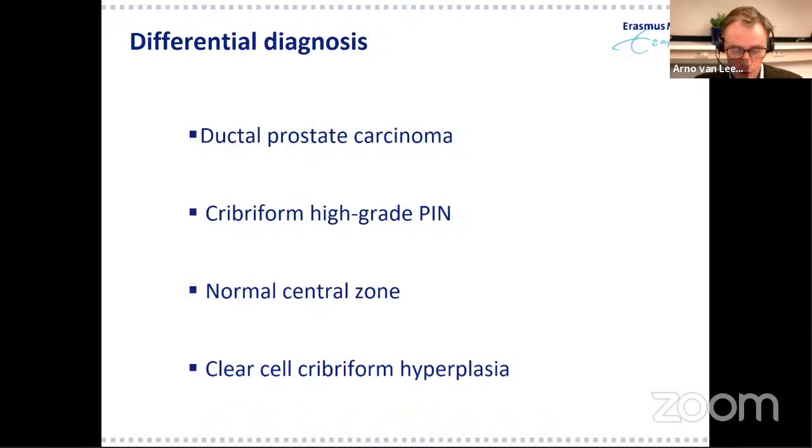Then I briefly want to discuss the differential diagnosis of cribriform prostate cancer. The most important diagnoses to be considered are ductal type adenocarcinoma, high-grade PIN, normal central zone, and clear cell cribriform hyperplasia.